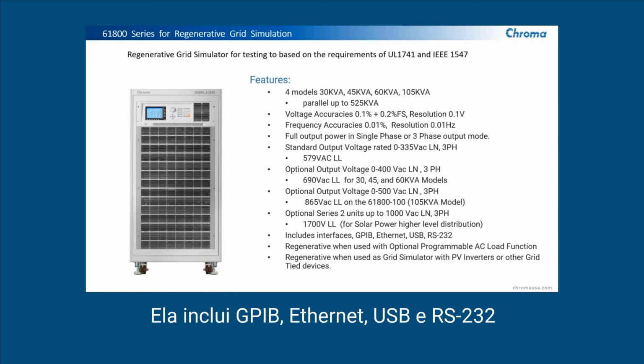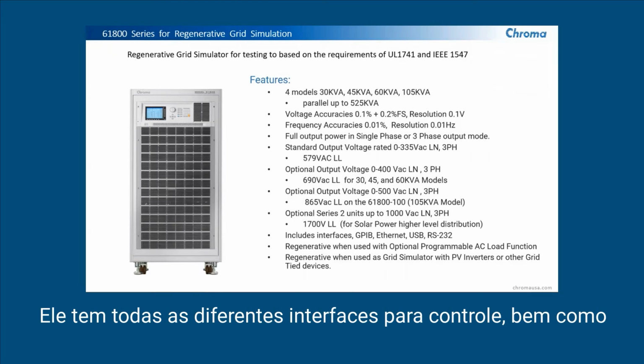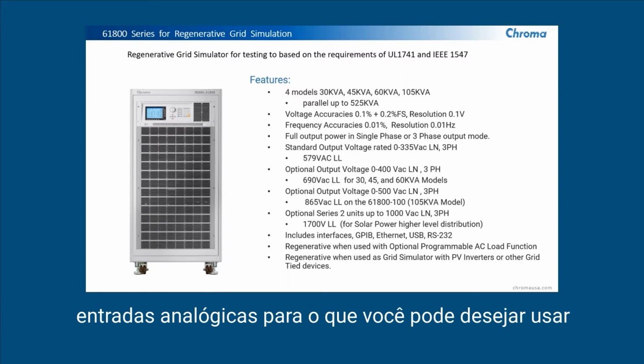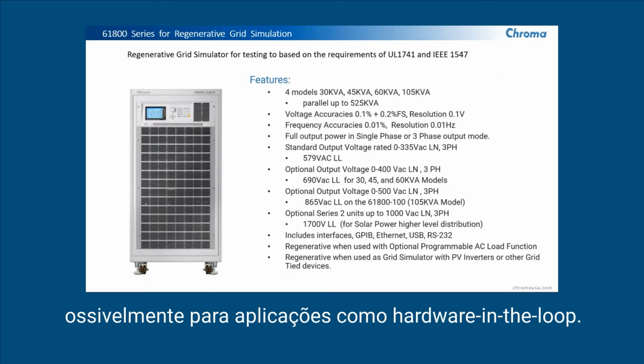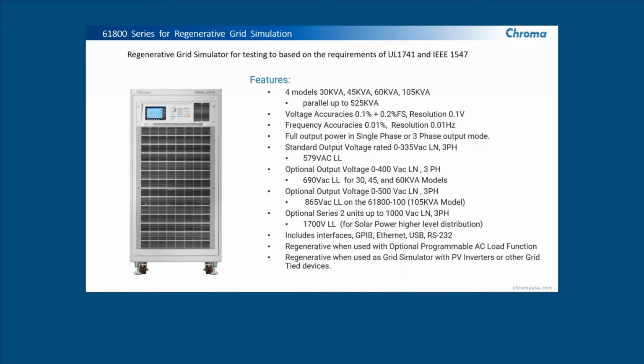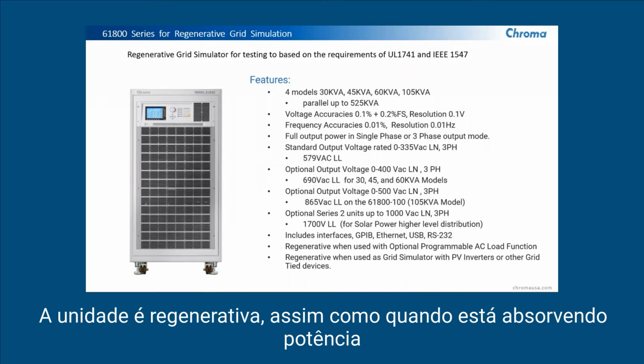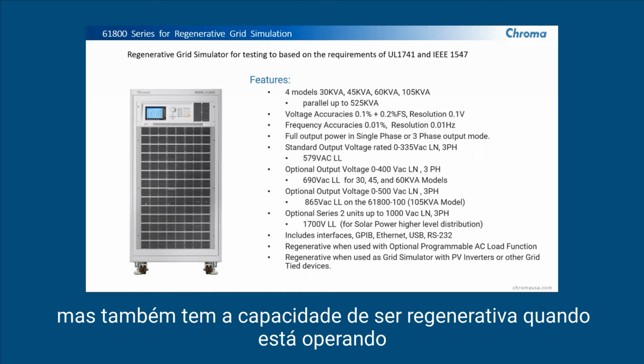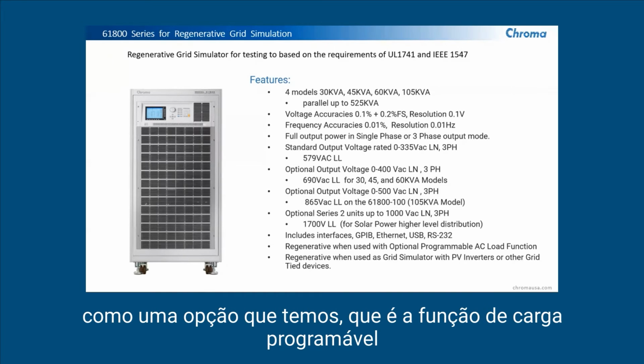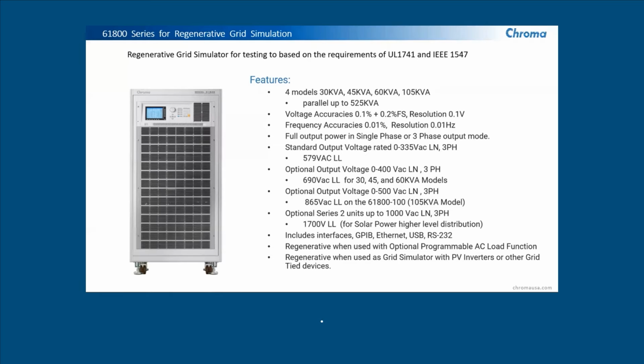It includes GPIB, Ethernet, USB, and RS-232. It has all of the different interfaces for controlling it, as well as it has analog inputs for when you want to use it, possibly for operations such as hardware in loop. The unit is regenerative when it's sinking power. It also has the ability to be regenerative when it's operating as an option that we have, which is a programmable AC load function.